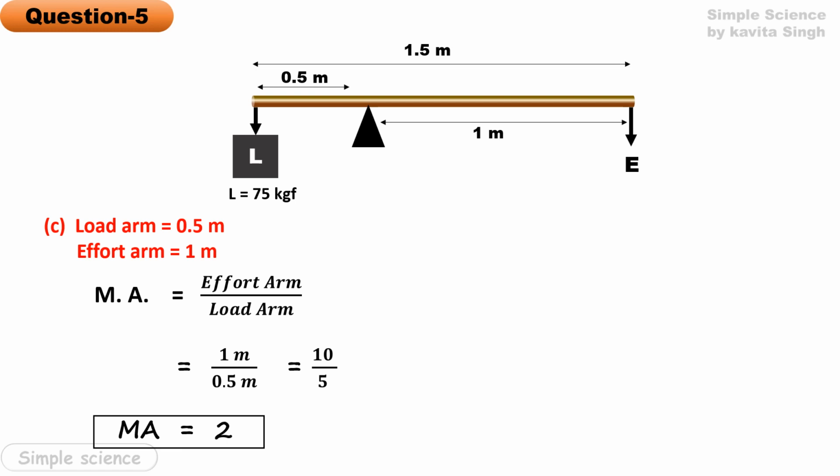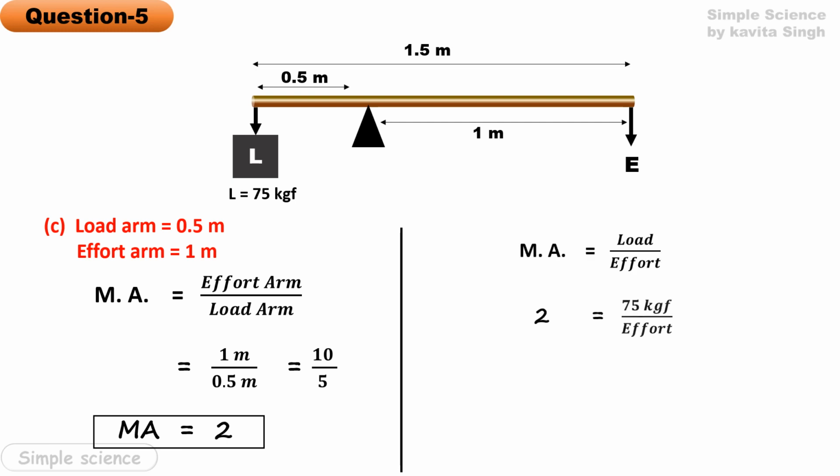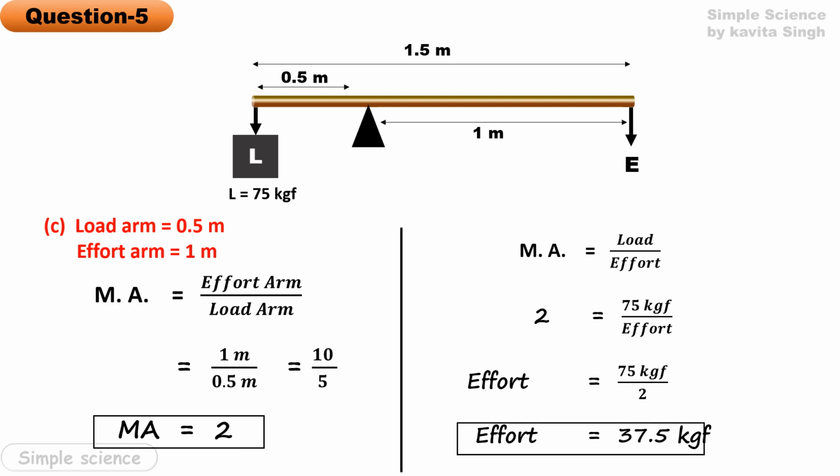Now the second part is we have to calculate effort. We can calculate effort by using the principle of lever. Load into load arm is equal to effort into effort arm, because load arm and effort arm are given. So you can calculate the effort by using that formula, or we can also use MA is equal to load upon effort, because we have already calculated MA. MA is 2, load is 75 kgf. So effort will be equal to 75 upon 2, which is equal to 37.5 kgf.